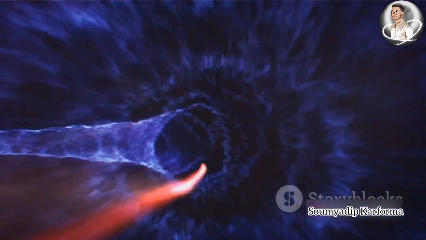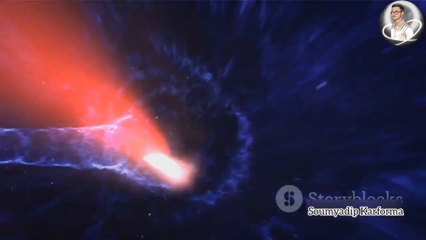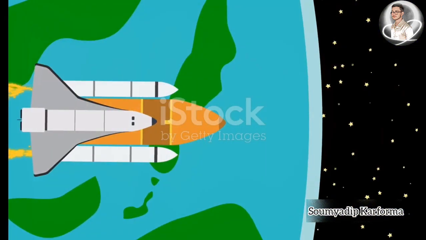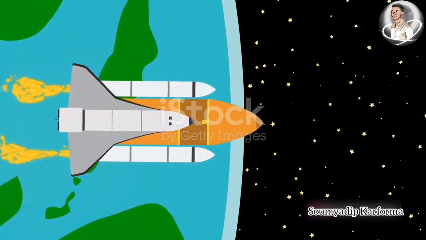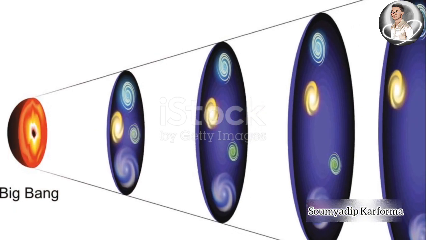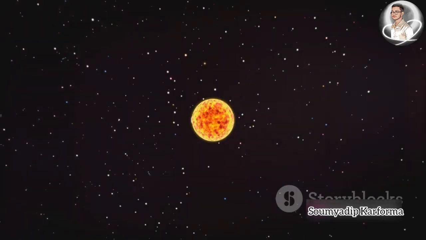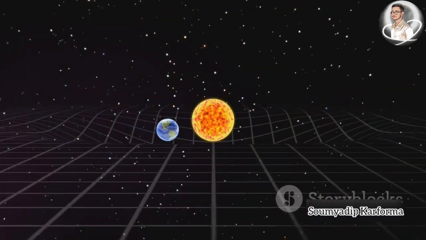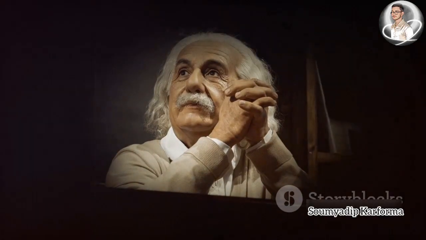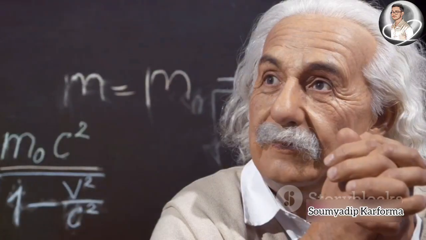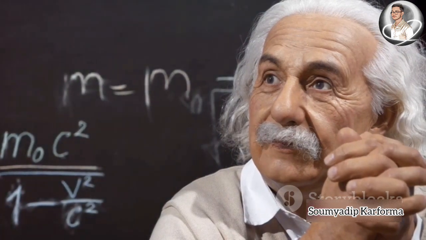Now, let's dive deeper into one of the fascinating consequences of the theory of relativity: length contraction. Can something in motion appear shorter? According to the theory of relativity, it can. Let's dive into the concept of length contraction, an intriguing phenomenon that challenges our everyday understanding of space and time. At the heart of this phenomenon lies Albert Einstein's theory of relativity. It tells us that the universe doesn't quite work the way we perceive it in our daily lives.